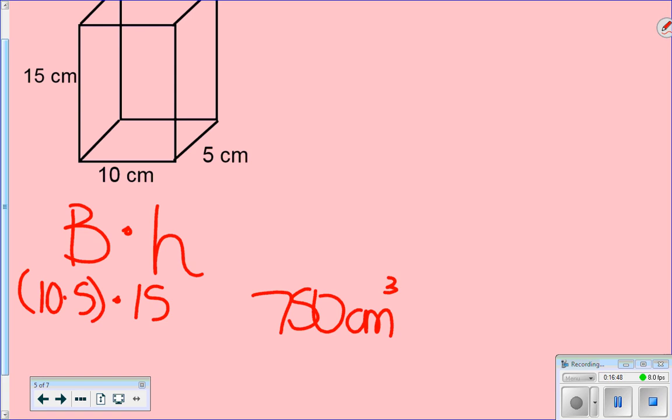So if I have little centimeter squares and I have 750 of them, that's how many would fit in there. And that's not even a very big box, because look at that, 5 centimeters by 10 centimeters by 15. That's not a very big box. It's maybe like this big. That's how many would fit in there. That's pretty nuts.